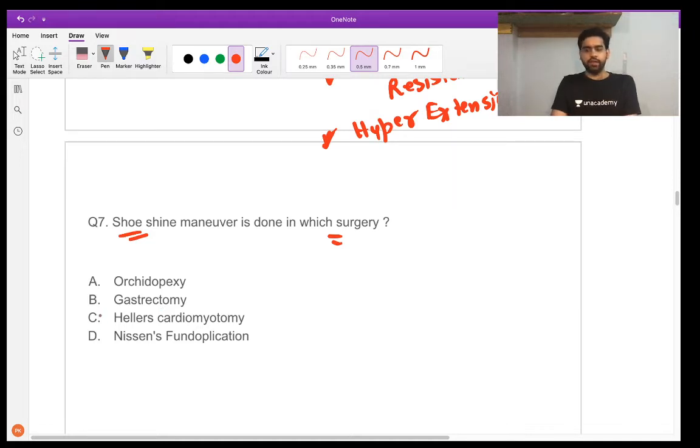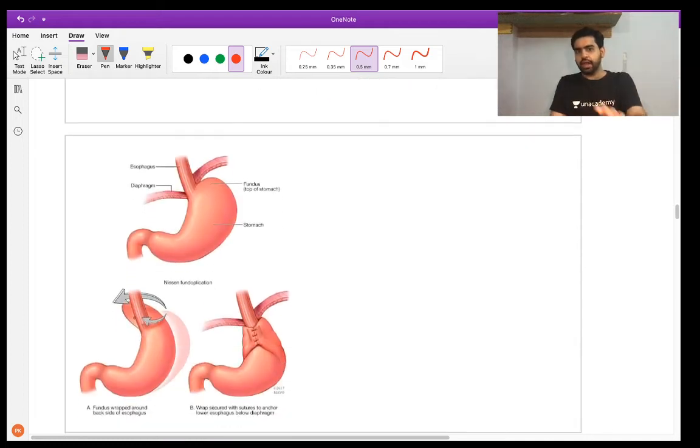Yes, Madhu is absolutely correct. It is in fact Nissen's fundoplication. Now, what is the shoe shine sign? I'll just tell you what the shoe shine sign is. So what is happening in here?